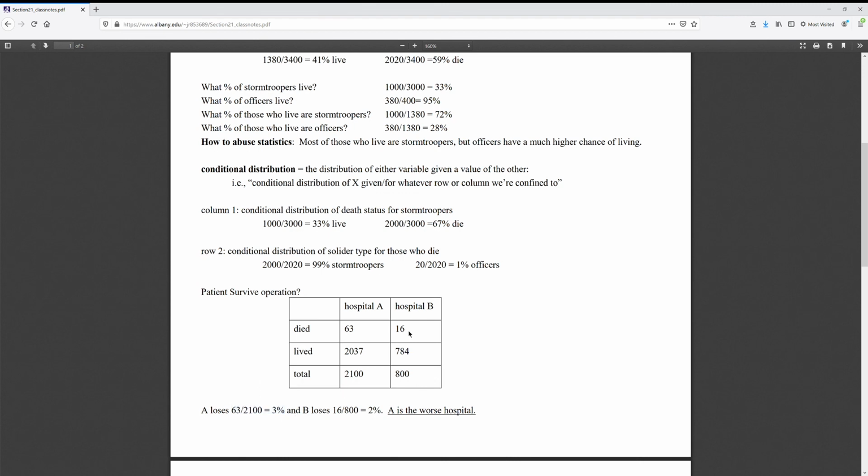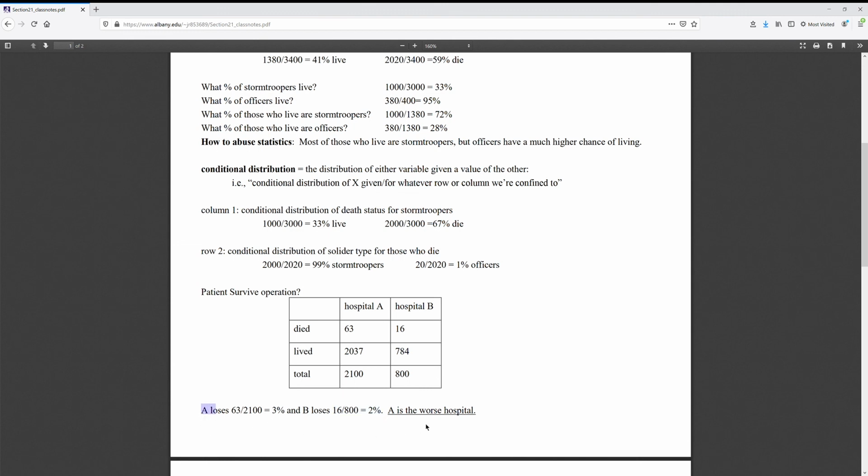Now, if we look at Hospital B, then 16 out of the 800 surgeries there died. So Hospital B, 2%, that's exact as well. For Hospital A, 3% of those who underwent surgery died. For Hospital B, 2% of those who underwent surgery died. It seems pretty clear, right? A is the worst hospital, in the sense that you've got a higher chance of dying if you go to surgery there. So yeah, it's pretty crystal clear, pretty clear cut.